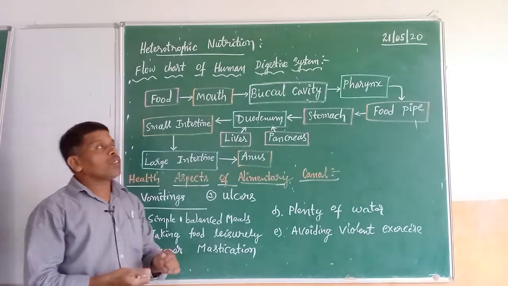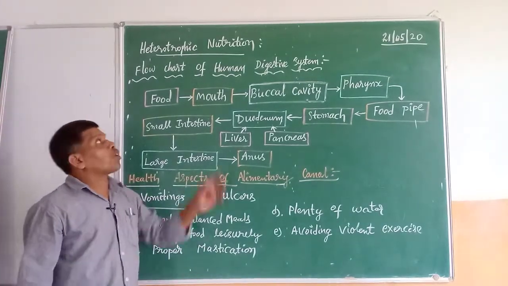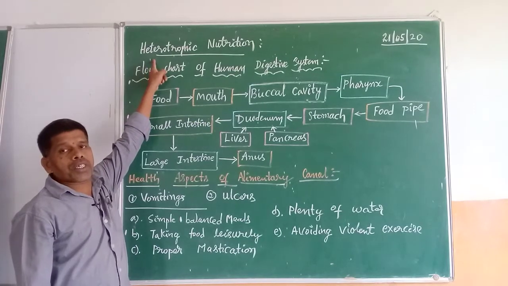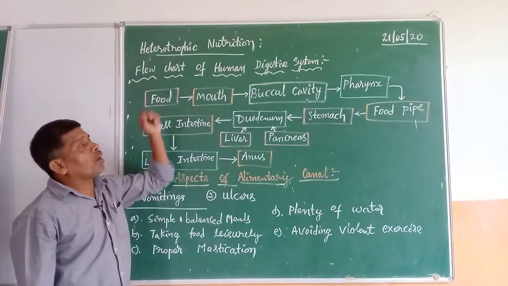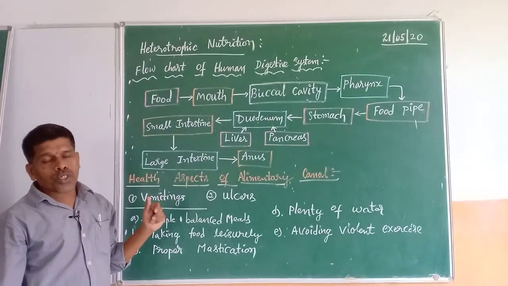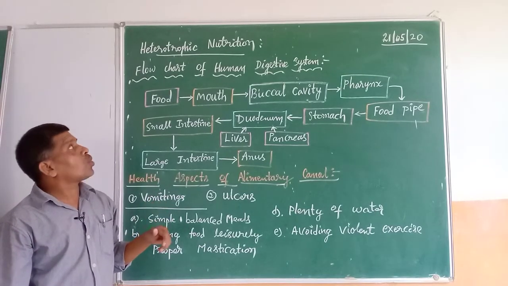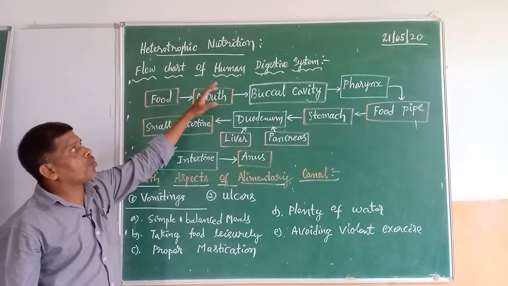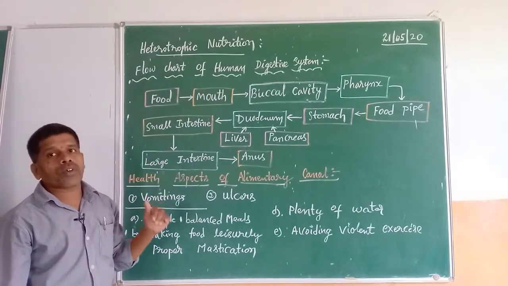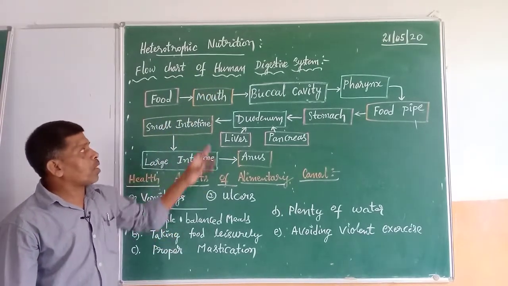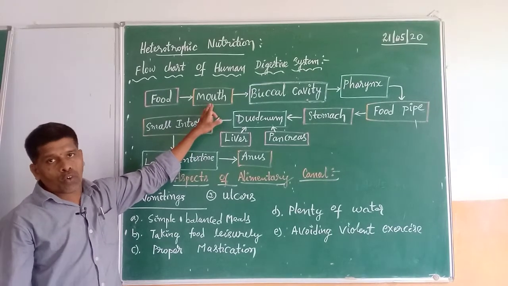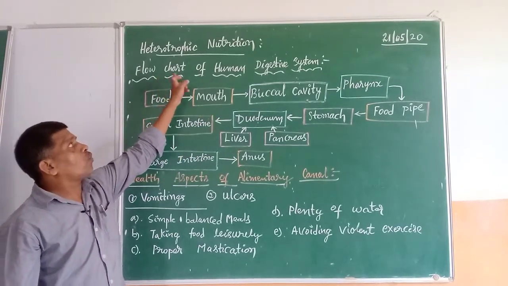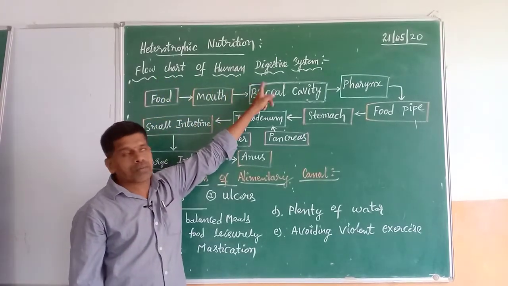The online classes. Yesterday we saw heterotrophic nutrition, how digestion takes place in human beings, and the different organs related to the human digestive system. Now let us see, in brief, the flow chart of human digestion. The process we studied in detail yesterday can be shown in the form of a flow chart. This is what we call the flow chart of the human digestive system.